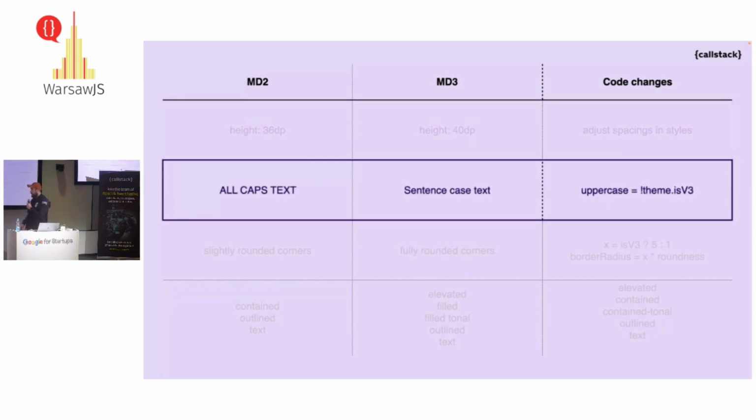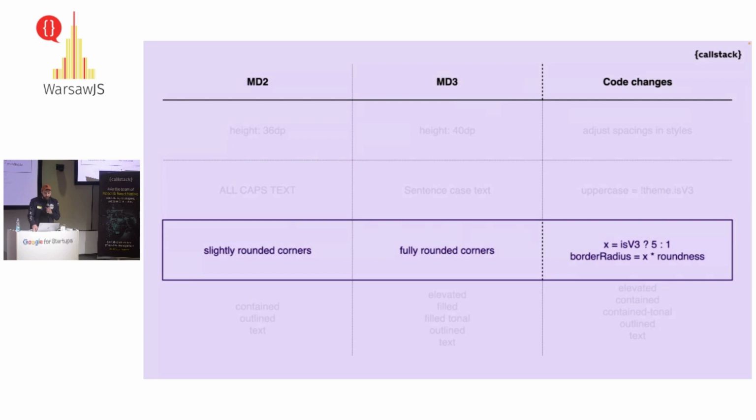Next change is related to the text within the button, which in v3 is using sentence case. So from the code perspective, we had to add a default value for the uppercase prop based on the theme version. Since in the theme there is a property called roundness, which indicates the roundness of common elements, we also had to introduce an appropriate multiplier in the button component due to the border radius change.